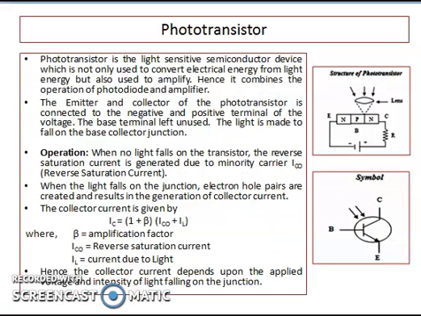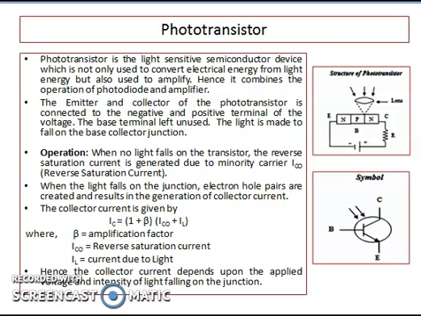And similar to the photodiode, we have the phototransistor. So the phototransistor is a light sensitive semiconductor device which is not only used to convert light energy into electrical energy but also used to amplify. Hence it combines the operations of a photodiode and an amplifier. We already find that the photodiode is similar to a phototransistor, but it does not have the capacity to amplify the signal. Since it is a transistor, you can easily understand that this device can amplify also.